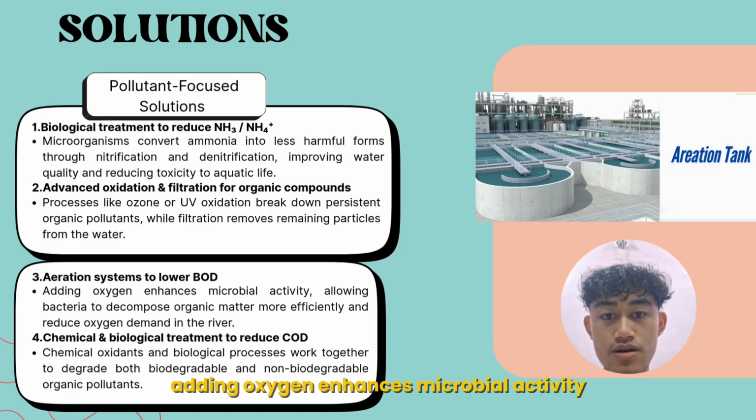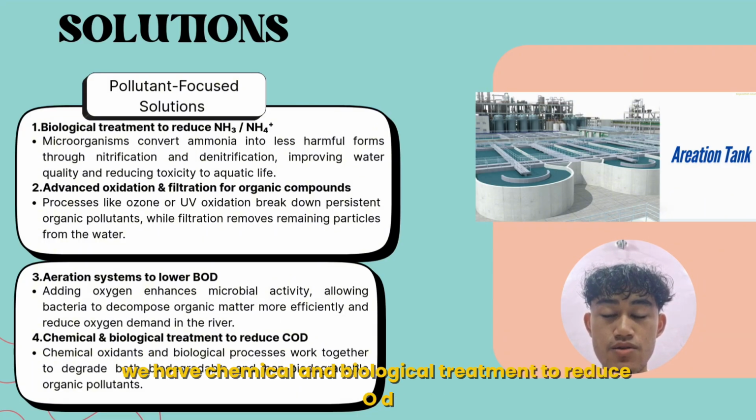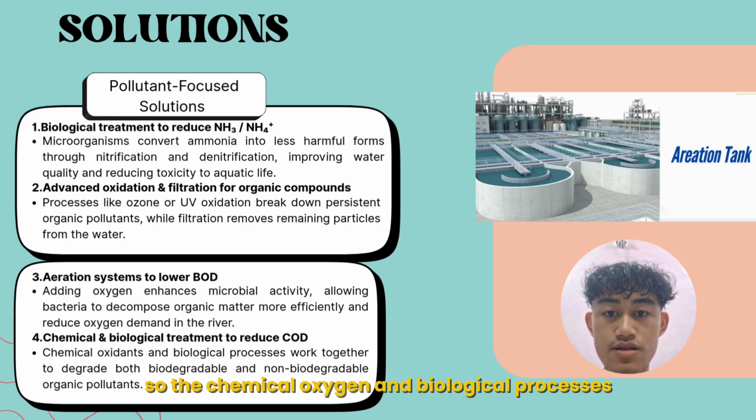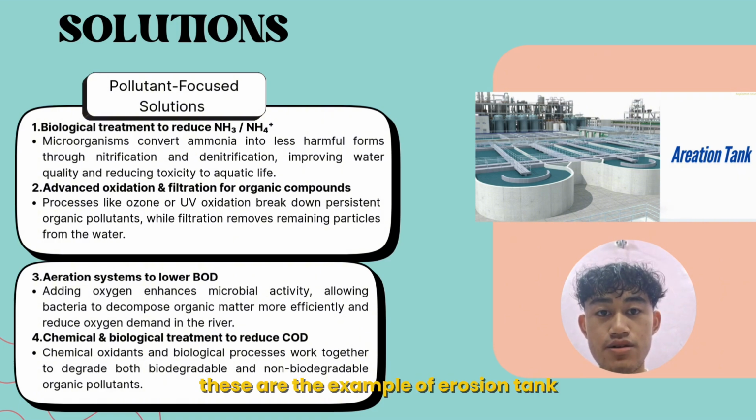Adding oxygen enhances microbial activity, allowing bacteria to decompose organic matter more efficiently and reduce oxygen demand in the river. Finally, we have chemical and biological treatment to reduce COD. The chemical, oxygen, and biological processes work together to degrade both biodegradable and non-biodegradable organic pollutants. These are examples of a treatment tank.